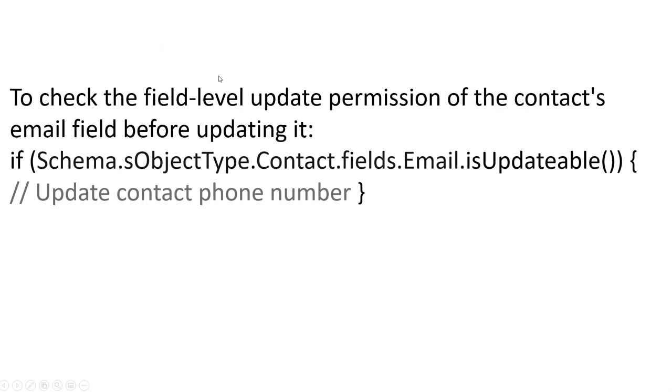To check the field level update permission of the contact's email field before updating, this is an example. This is another way to check it. You go to the Schema class and then the object type, SObjectType, and Contact. For this example it is Contact. It may be any object. Fields, and Email is the name of the field, isUpdateable, then you update it.